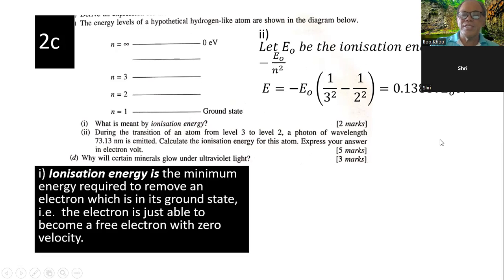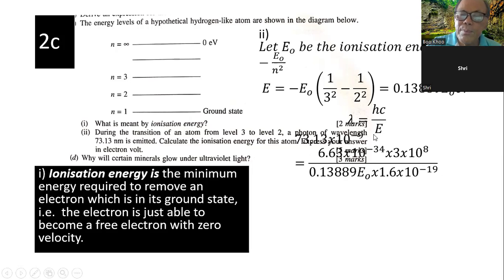Okay. Use that equation. And then there's your energy that's emitted, the energy of the photon. Use the equation lambda equals hc over E and put in your values. Lambda is given. Change it to meters. Then there's your h, there's your c, and there's your E. Replace your E. Remember this is in electron volt, so you have to convert it to joule, and calculate your E naught.